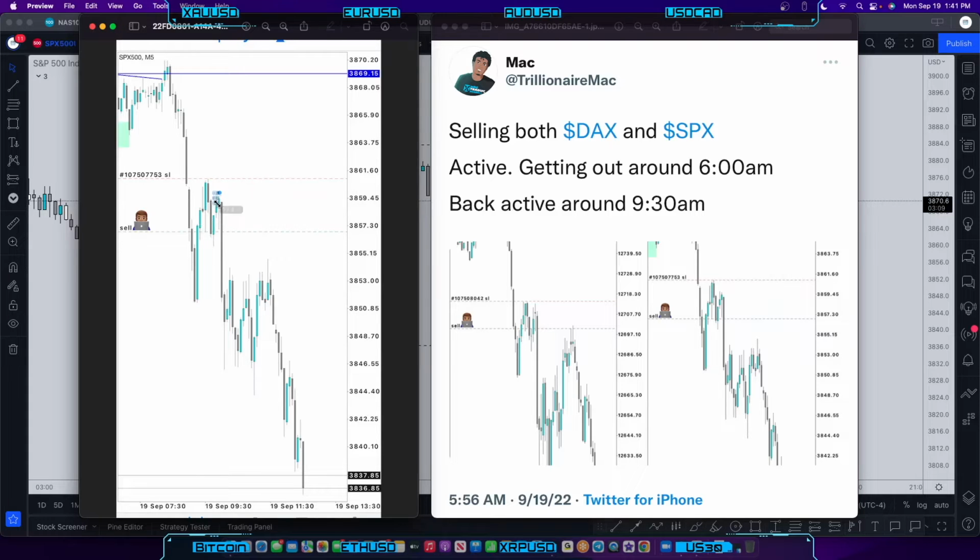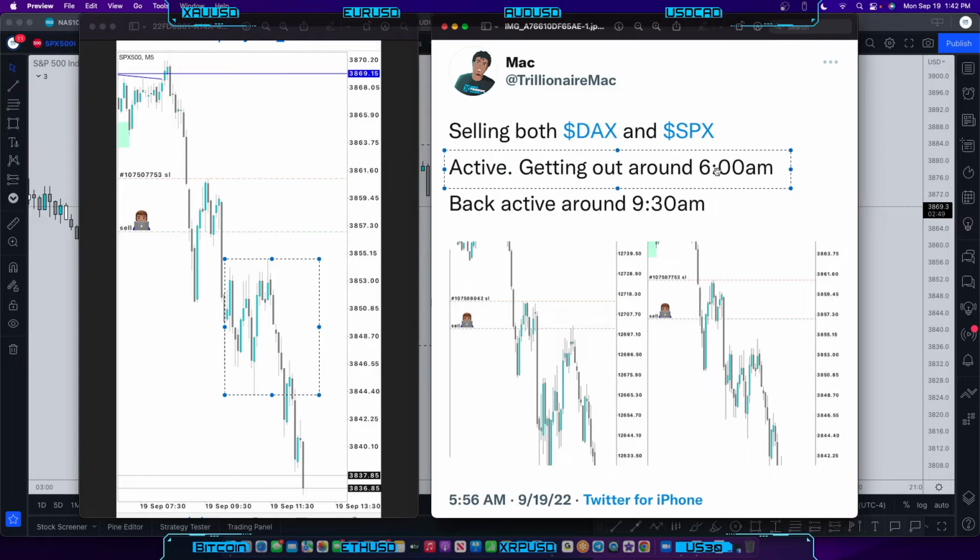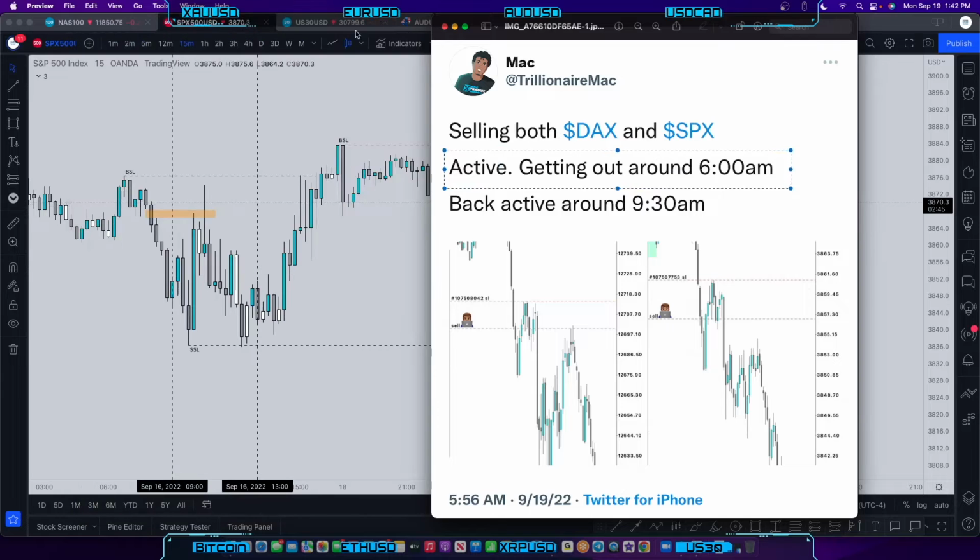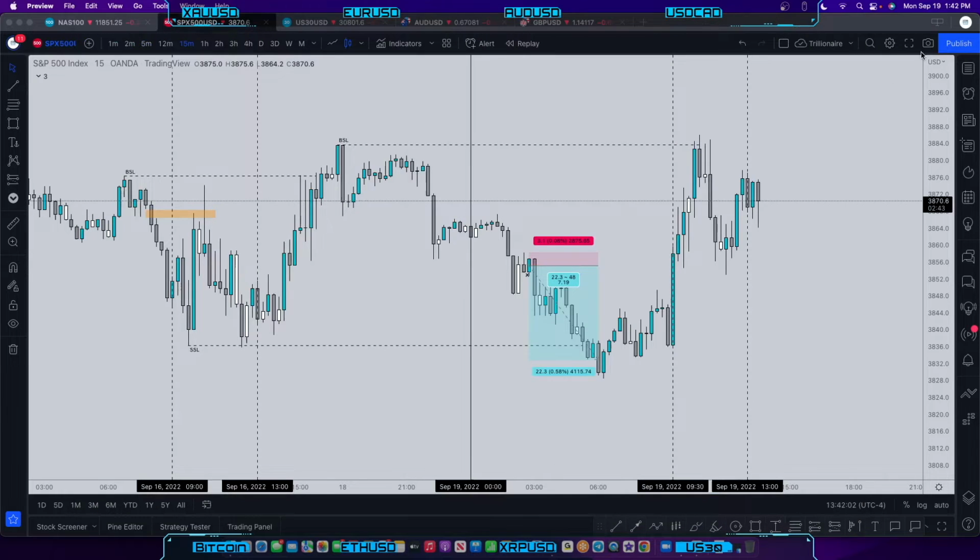So we can see that price then pushes to the downside. We had a little bit of a hiccup here, but we were looking at this as possible reentry opportunities, and then price continues to fall over to the downside. Around 5:56 a.m., I told you guys that I sold both the ADX, which is the German 30, and the S&P, and I was going to get out around 6 a.m. So I'll show you guys where that target is and why that was the target. Now let's hop back into the charts.